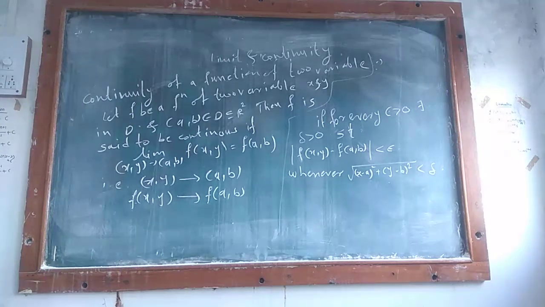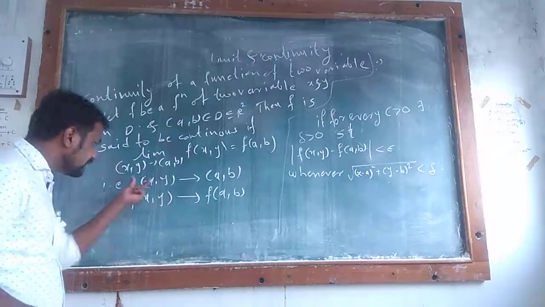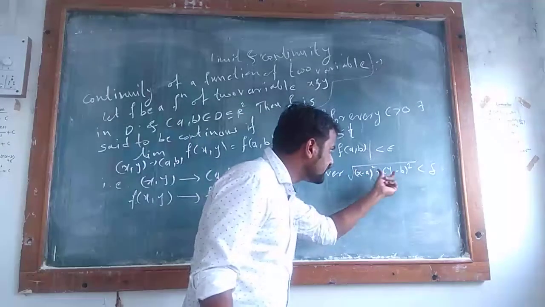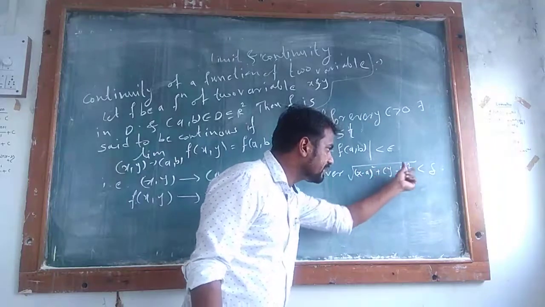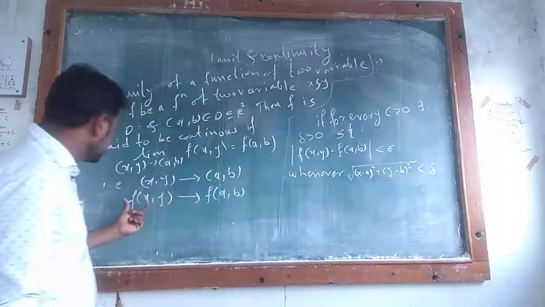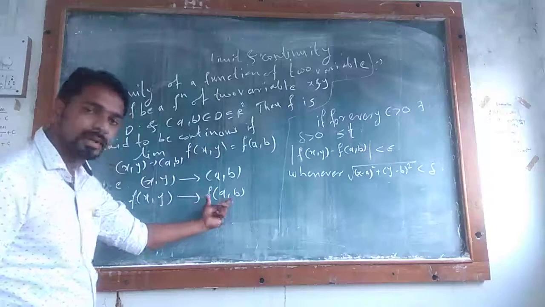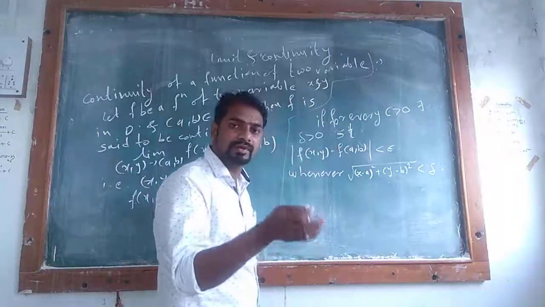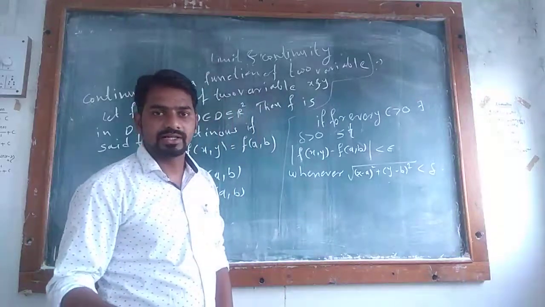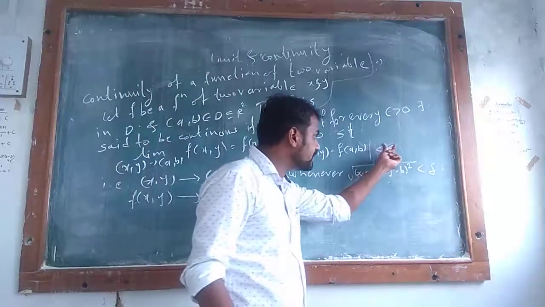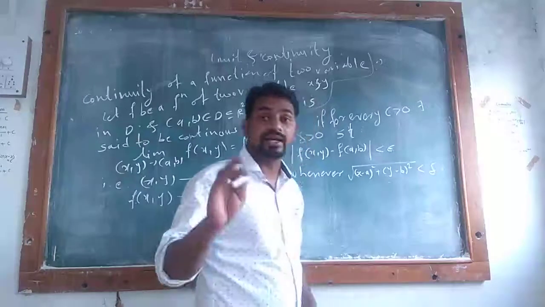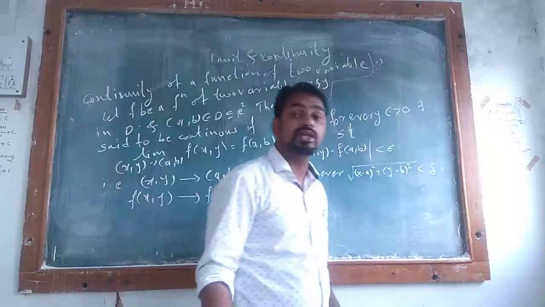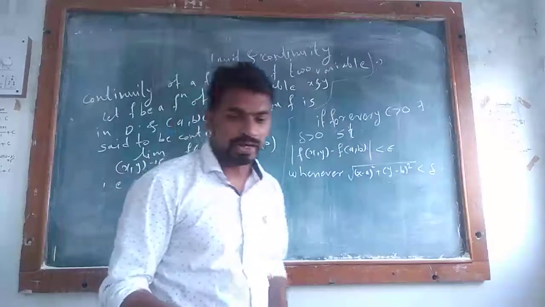It means that if (x, y) goes to (a, b), that is, if the distance between (x, y) and (a, b) is very small, then f of (x, y) goes to f of (a, b). That is, the distance between f of (x, y) and f of (a, b) is very small. That is, for every epsilon greater than 0 there exists a delta, and delta depends on epsilon.